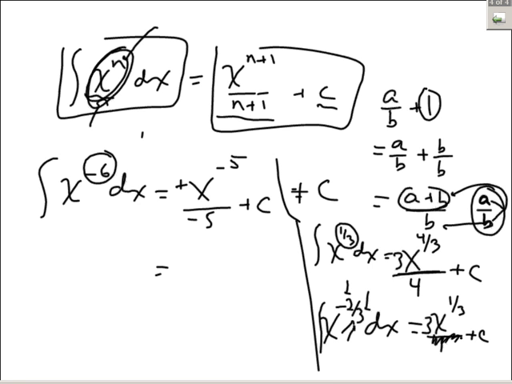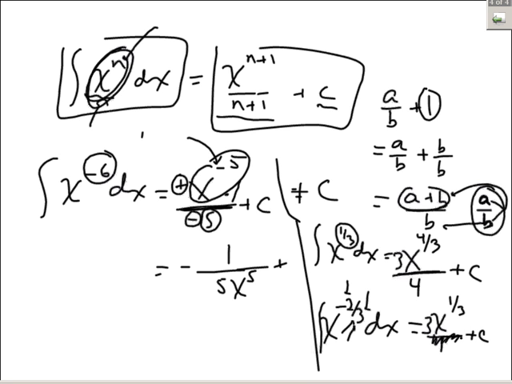It's understood to be positive on top. Positive divided by negative is negative. The 5 can stay where it is. And x to the negative 5, since it has a negative exponent, it crosses the division line. Since it's in the numerator, we put it in the denominator with the positive exponent, positive 5. And there's always a 1 on top. Somewhere you can be multiplying by 1. The 1 stays. Plus c.